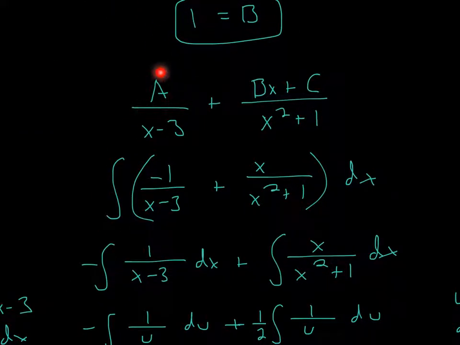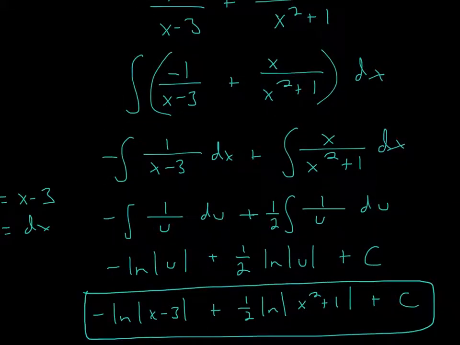So we got negative 1 for A, and then for B we got 1, right? And then for C we got 0. And so now we take this, and now we can take the integral of this. So when we take the integral, well, the first thing we do is for this one, pull out a negative 1 and just split it into two different integrals, and then continue on.